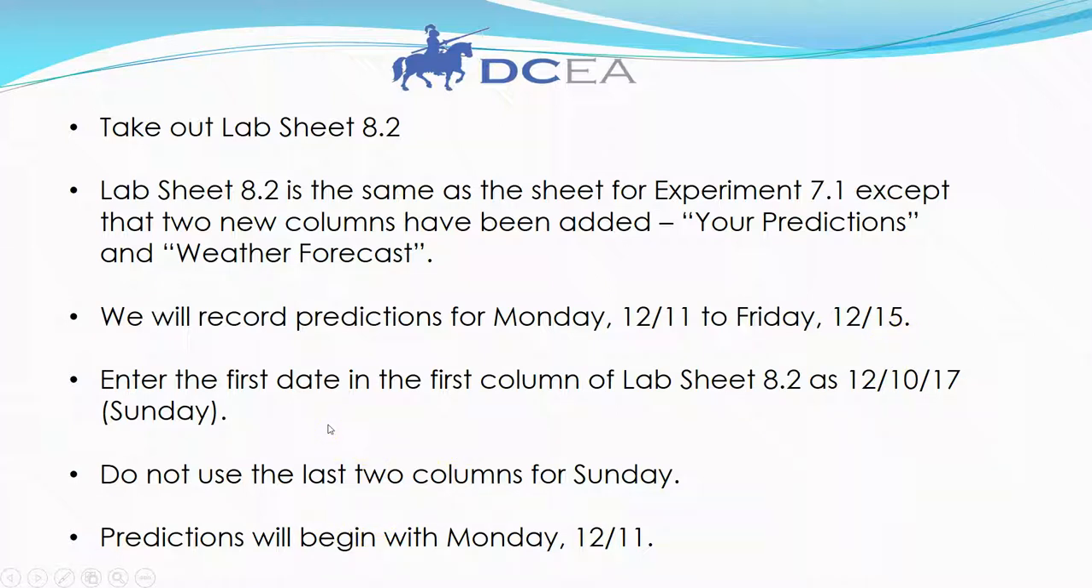So what I want you to do today is enter the first date in the column of your lab sheet 8.2 as 12/10, which was yesterday, Sunday. If you've already filled in your sheet for Sunday from Experiment 7.1, just transfer that data to the sheet for Experiment 8.2. At this point, do not use the last 2 columns for Sunday, so you will not be making a prediction or putting down weather forecast. We'll begin our predictions with today, Monday, 12/11.